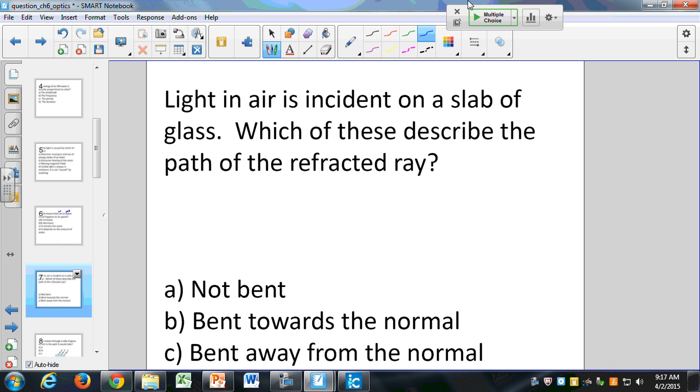Just a few more. Light is incident on a slab of glass. It's coming from air going into glass. Which of these describe the path of the refracted ray? Let me draw a little picture here, just make sure that you understand what's going on.